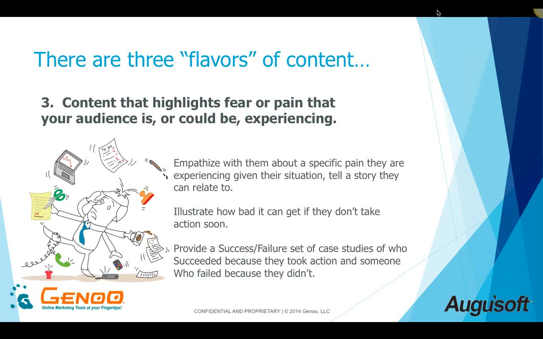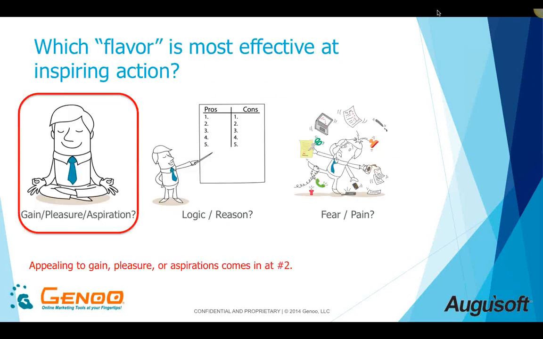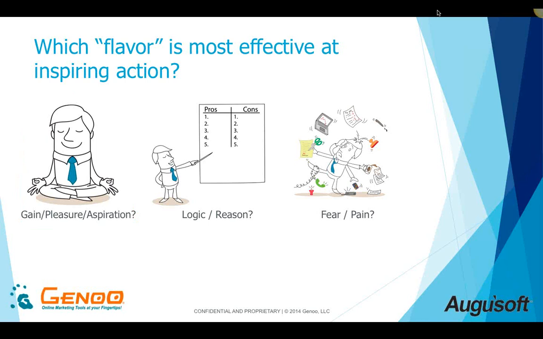And let's just look at which flavor is most effective at inspiring action. In other words, having people take action. Which is it? So for those of you who think it might be gain, pleasure, and aspiration, while appealing to those things is fun, it comes in at number 2. So given that it comes in at number 2, and we now have logic or reason or fear or pain, which is it that gets you to act?